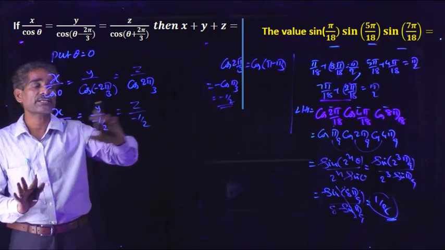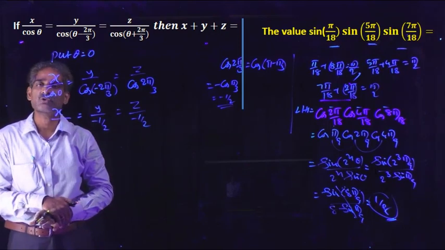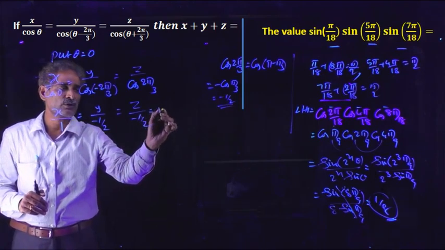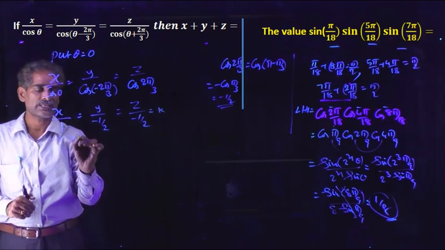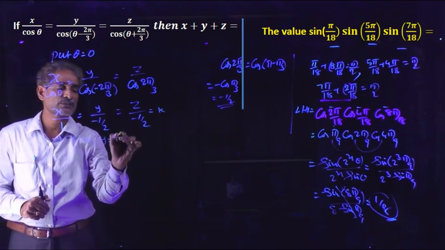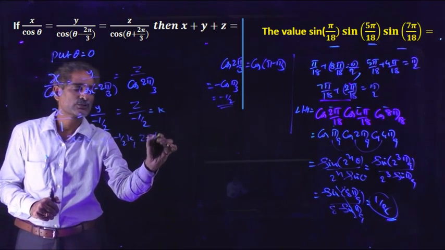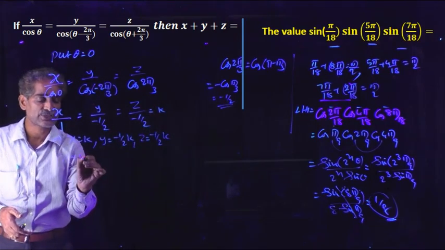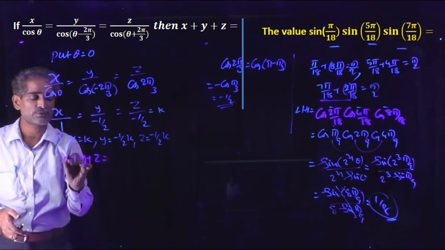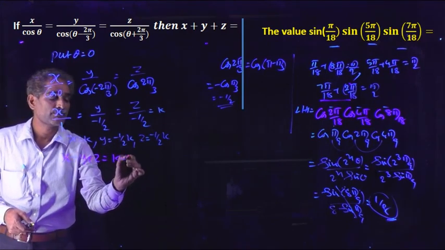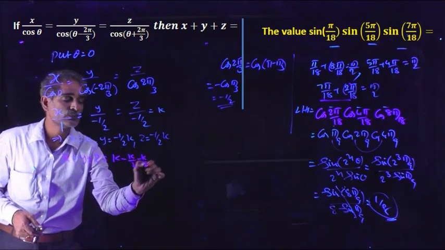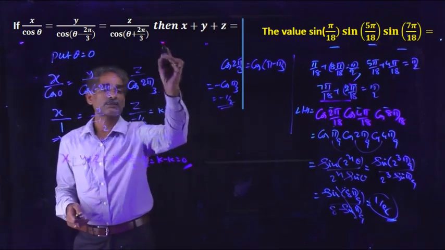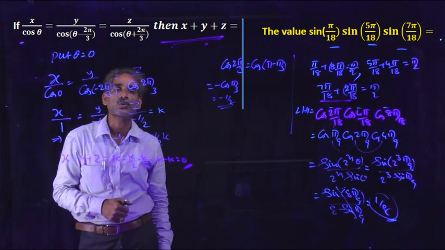Okay, so you can take direct values, x equal to 1, y equal to minus 1 by 2, z equal to minus 1 by 2, and substitute in the required expression. Otherwise, let us take this equal to some constant k. Now from this also, x equals k, y equals minus 1 by 2 into k, z equals minus 1 by 2 into k. Now take the required one, x plus y plus z. Substitute the values of x, y, z: k minus k by 2 minus k by 2, that is k minus k, which is equal to 0. This expression value x plus y plus z is equal to 0.